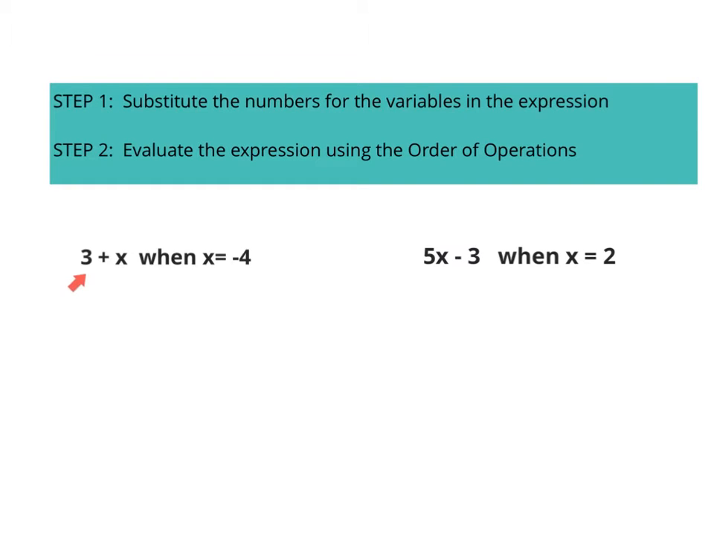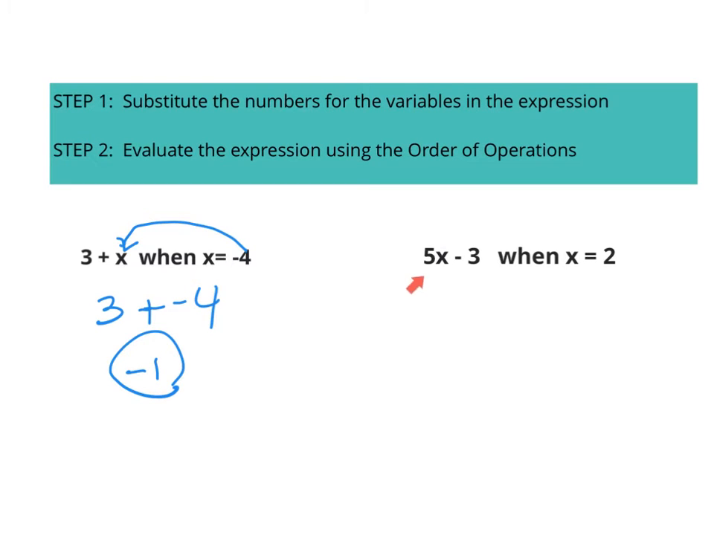So for my first example, I have 3 plus x, and I'm being asked to evaluate it when x is equal to negative 4. So what I'm going to do is plug negative 4 in for x, and I'm going to rewrite it as 3 plus negative 4. And now I'll follow order of operations and just solve it. This is just addition, so I have 3 plus negative 4, which would be negative 1.